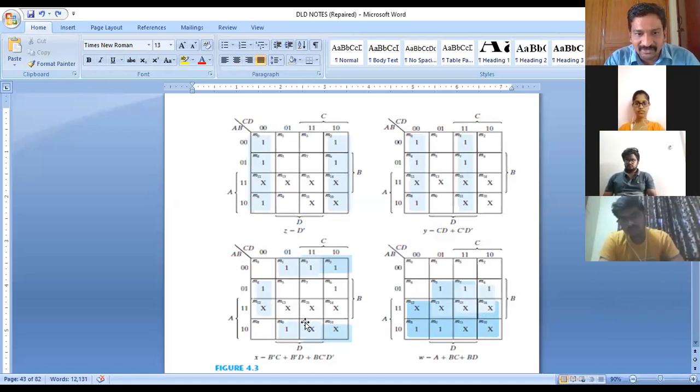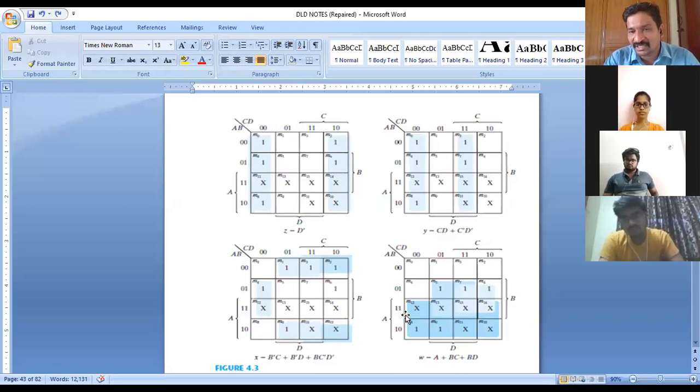This is W, this is X. This X also has 10 to 15 as don't care combinations. This Y also has 10 to 15, all don't care combinations. This Z also carries 10 to 15, all don't care combinations. Now, using the corner map, we combine.